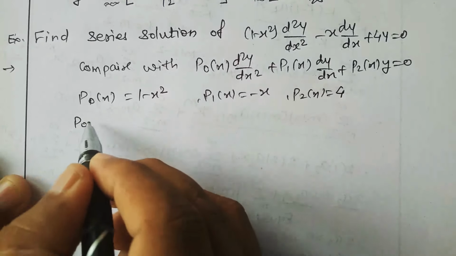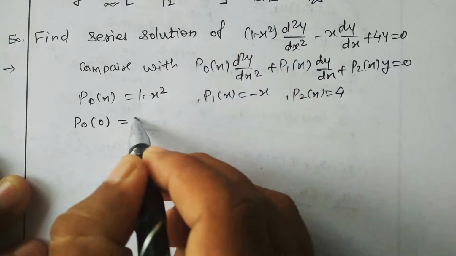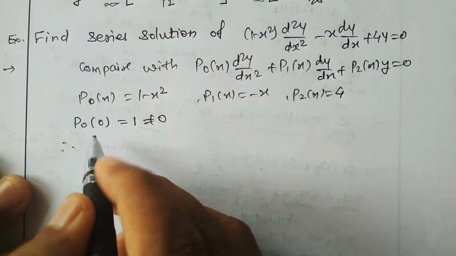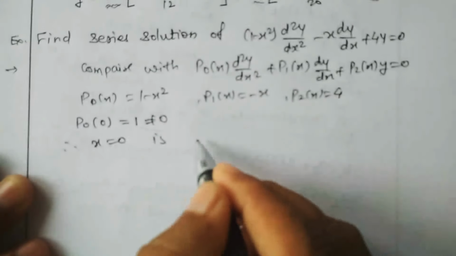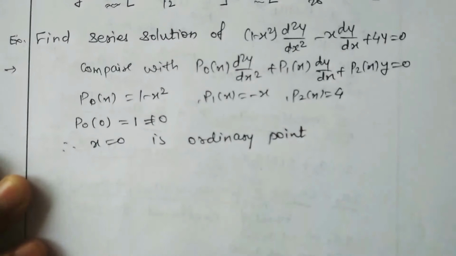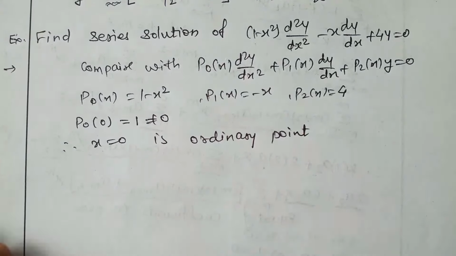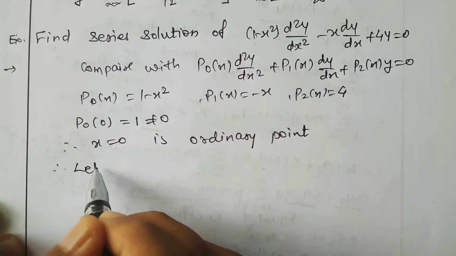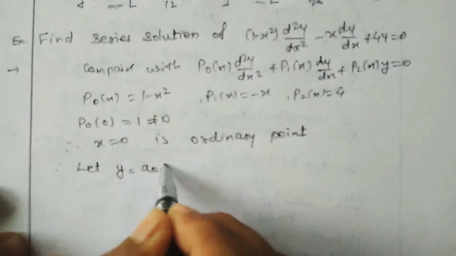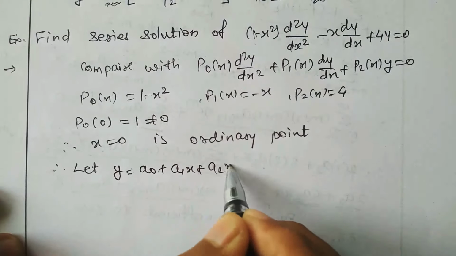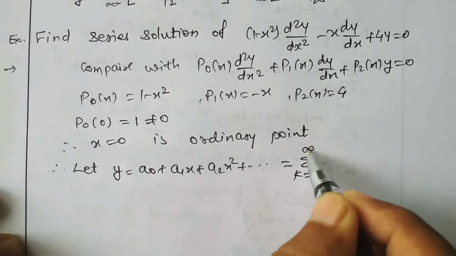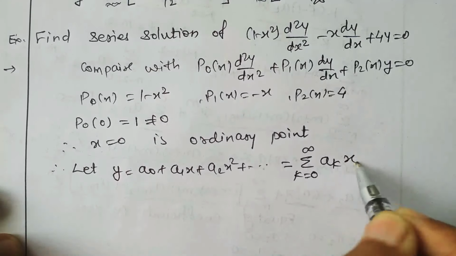Now see, value of p0 of 0 is equals to 1. So this is not equals to 0. Therefore x is equals to 0 is an ordinary point. That means we can suppose the solution for this given differential equation can be written y is equals to a0 plus a1x plus a2x square plus dot dot dot. That means it is in series form, summation k varies from 0 to infinity ak x to k.